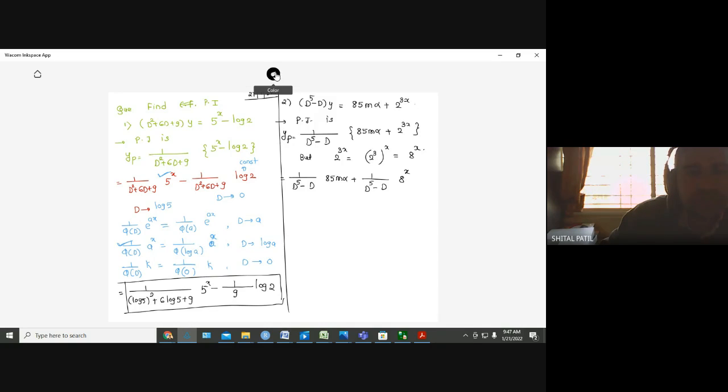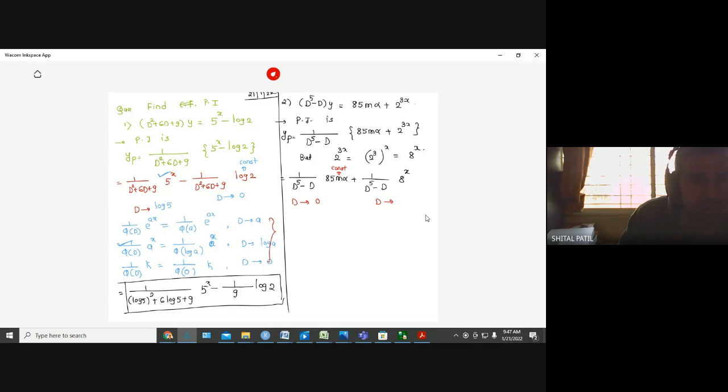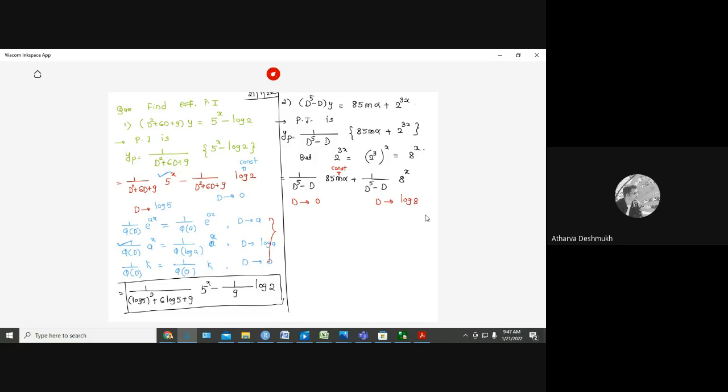Yes, anyone? What should be done? The formulas are written here. You can use them. D is to be replaced by, in the first case, does it contain x? No, so it is a constant. So we have to replace d by 0. Whereas in the second case, we have to replace d by log of 8.